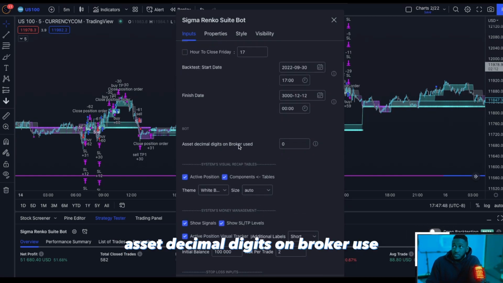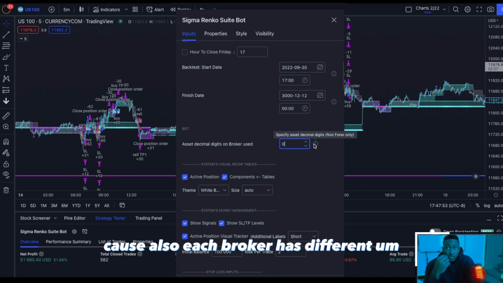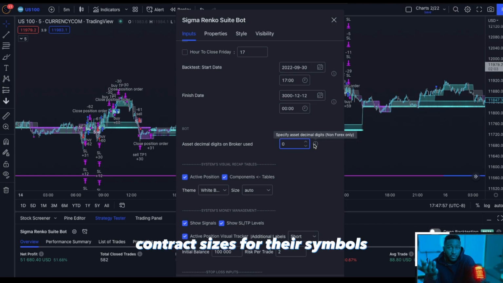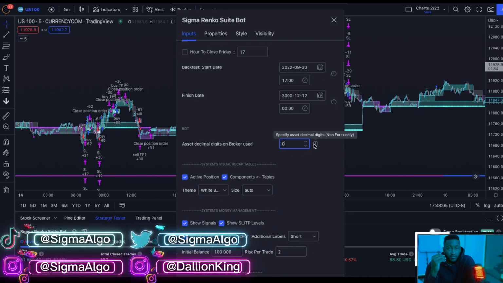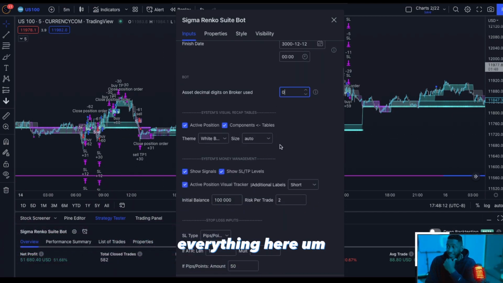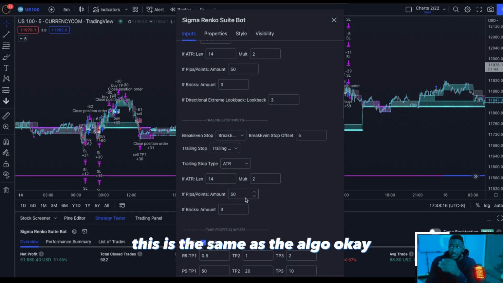Asset decimal digits on broker use, this is something we'll go over in the next video when we talk about Pine Connector, because also each broker has different contract sizes for their symbols. Like, you know, Hugo's Way's contract size is like 1 to 100, and then HeroFX is 1 to 10, and it uses different decimal places. So we'll go over that in the next video. All right, so what everything here, this is the same as the algo.